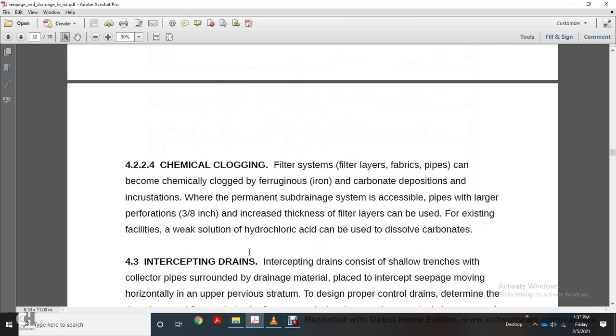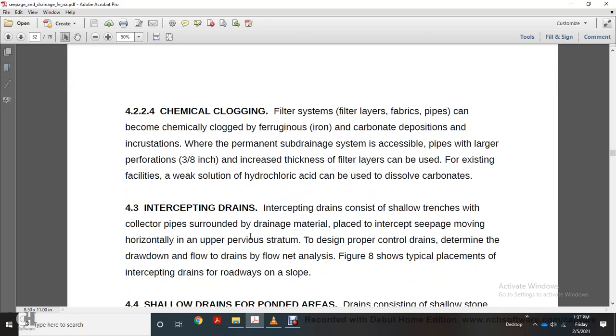Alright, chemical clogging of filter systems. Filter layers, fabrics and pipes can become chemically clogged with ferruginous iron carbonate deposits or incrustations, where a permanent subdrain system is accessible. For pipes, a large perforation of 3/8 of an inch and an increased thickness of the filter layer can be used for existing facilities. A weak solution of hydrochloric acid could be used to dissolve the carbonates.